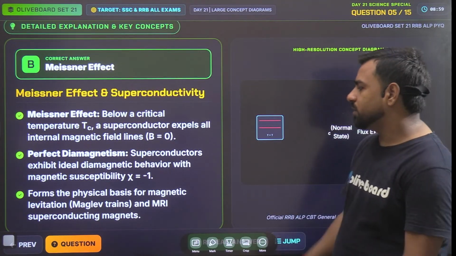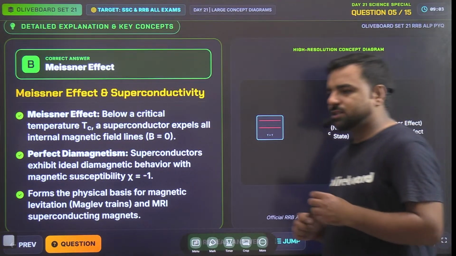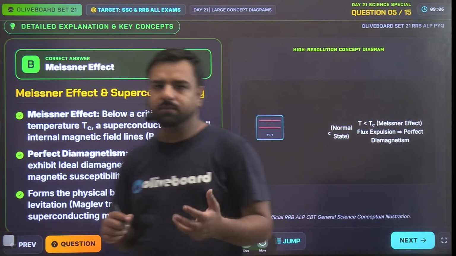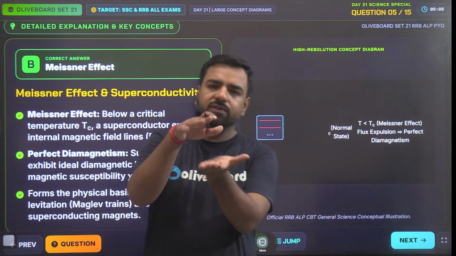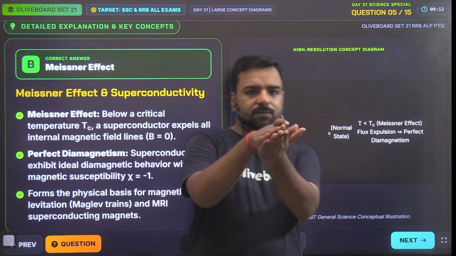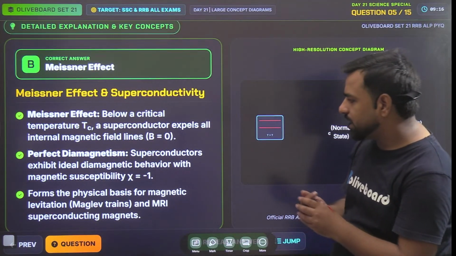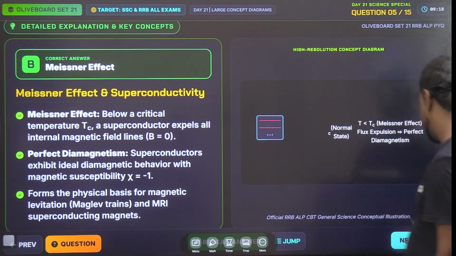And here it forms the physical basis for magnetic levitation, that is maglev trains. You might have seen the trains of Japan where there's levitation in the train. They are made up of magnets obviously, so they are not attached to the tracks, they are actually lifted over there. So it's talking about that. And MRI, superconducting magnets.